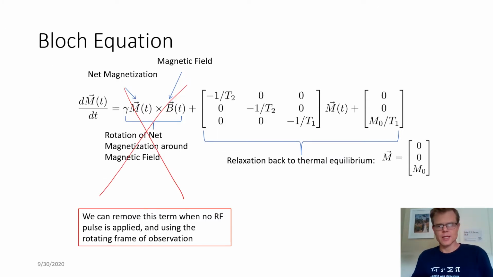So to assess how relaxation works, we can come back to our first principles equation of MRI, the Bloch equation. And when we were talking about RF pulses, we were just looking at the first term here, this vector cross product between the net magnetization vector and the magnetic field vector.